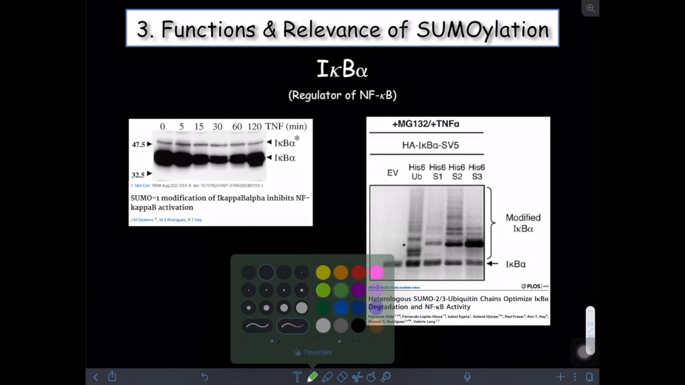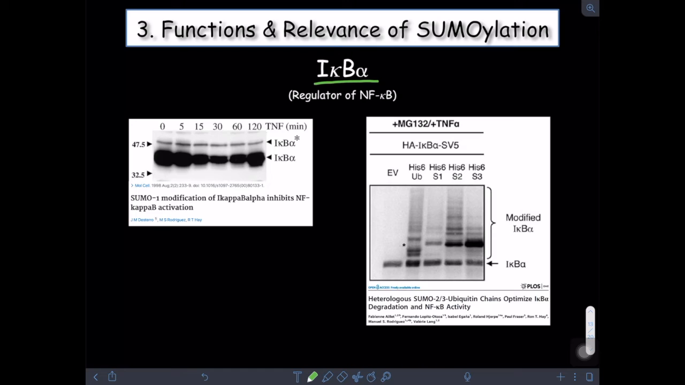The second example of a well-characterized SUMO target is IκBα. IκBα is the regulator of the transcription factor NF-κB. And NF-κB is the main regulator of innate and adaptive immune responses that occur within the cell. NF-κB is in fact activated by some of the signals that are transduced by the T cell receptor in T cells, but it also modulates the expression of pro-inflammatory cytokines in other immune cells.